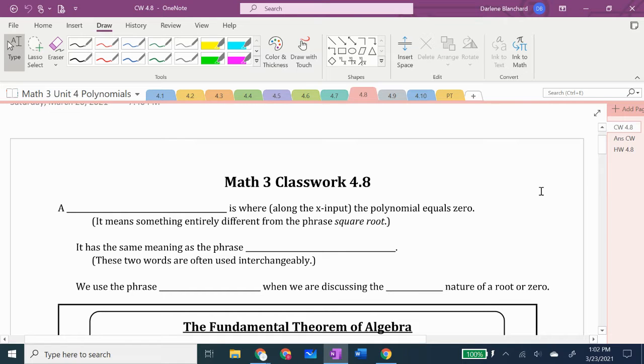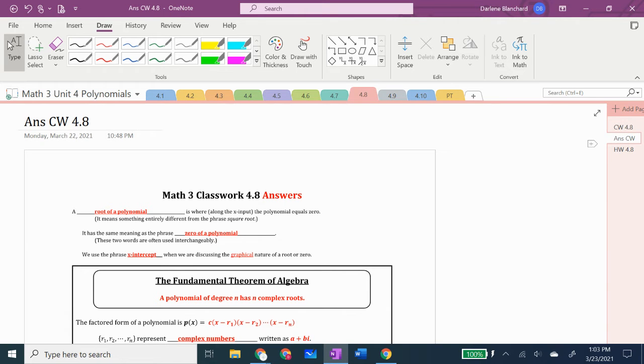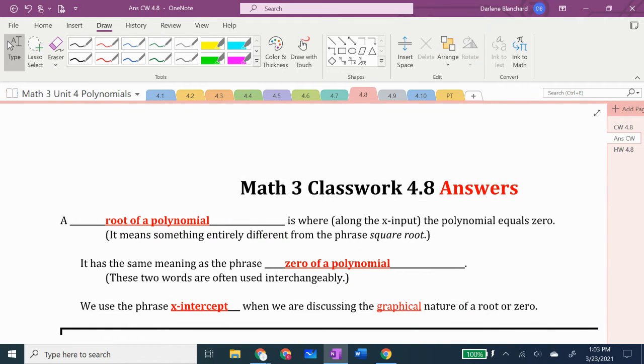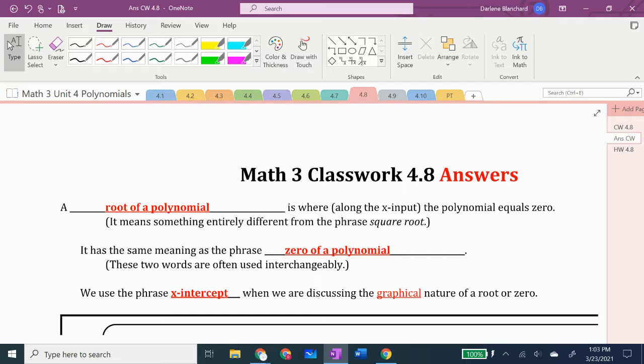Classwork 4.8. So the beginning here is just to make sure you're clear on the fact that there are three words that essentially mean the same thing. Root of a polynomial means the same thing as a zero of a polynomial, which means the same thing as the x-intercept of a polynomial. Usually the x-intercept is brought in when we're talking about the graphical nature of a root or a zero, but these two words get interchanged constantly.